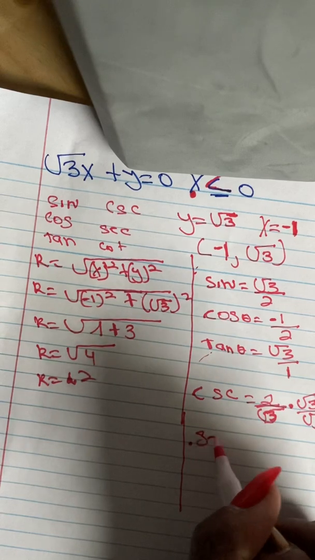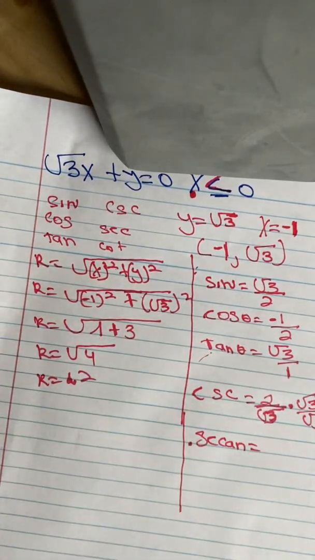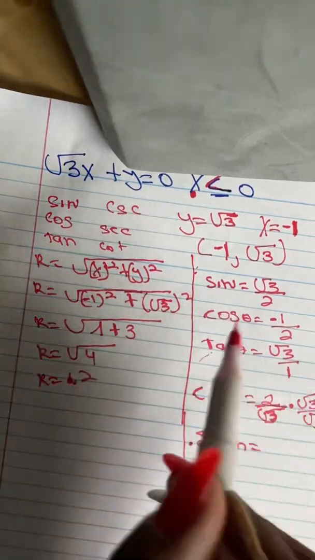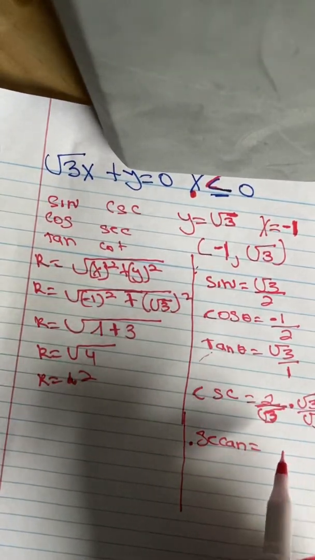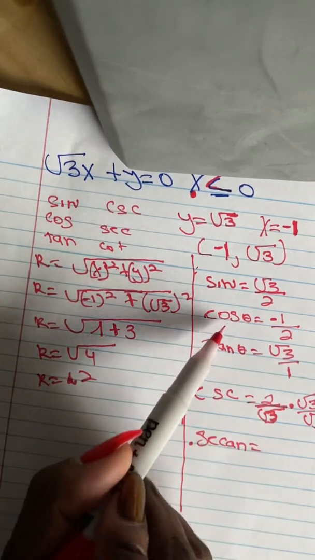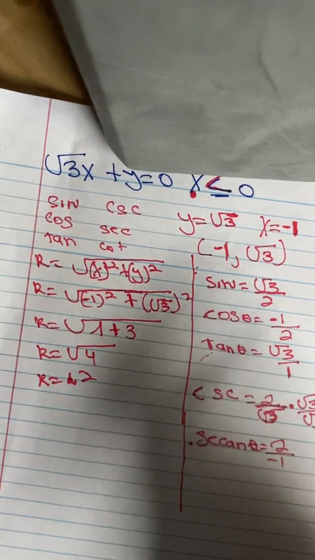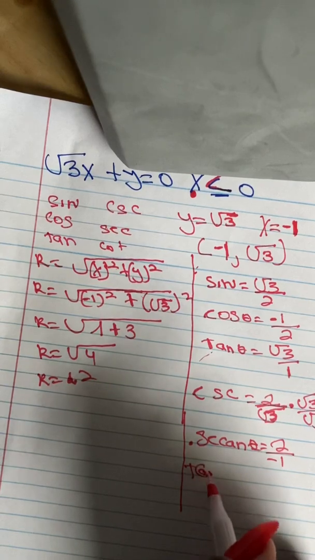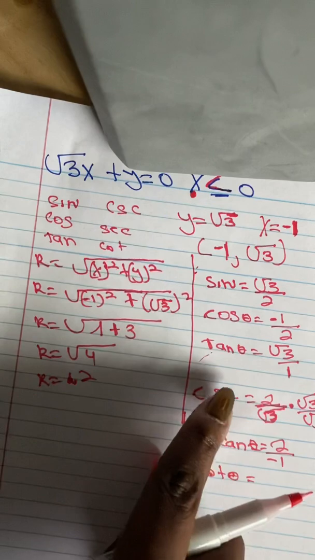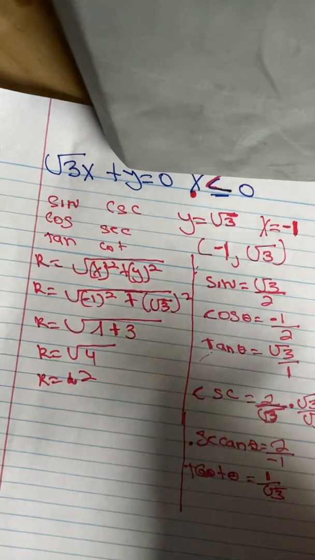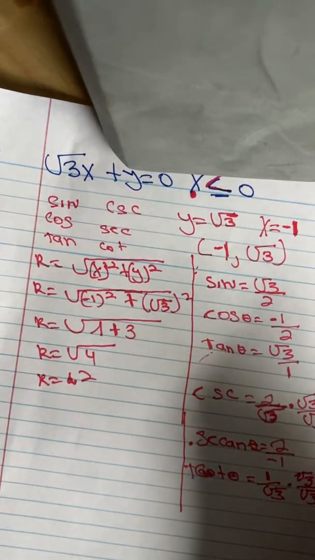Then we have to do secant. What is the value of secant? Secant is going to be definitely the opposite of cosine, which is 2 over -1. Secant theta. What is the value of cotangent theta? Cotangent theta is going to be 1 over square root of 3. Same thing. We can't keep it in the denominator. What we have to do is going to be square root of 3 over 3.